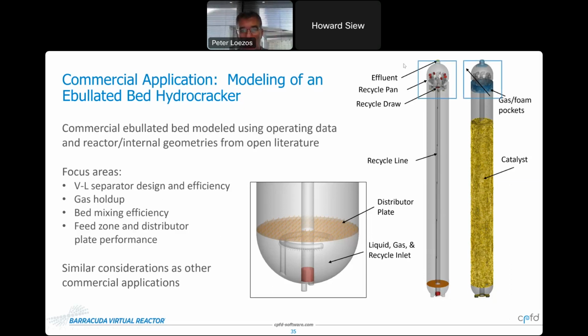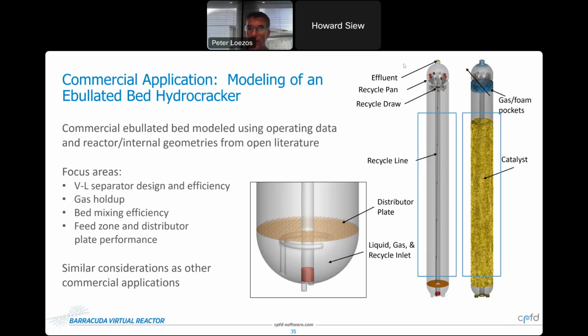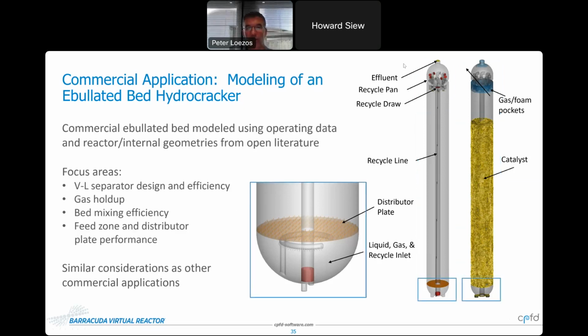So what are some focus areas in the ebullated bed? We study the vapor liquid separator design and efficiency. In the main bed, we study properties like the gas holdup and the bed mixing efficiency. And at the bottom of the reactor, the feed zone and distributor plate performance. And these are going to be very similar considerations as our other commercial applications, like in the FCC unit.